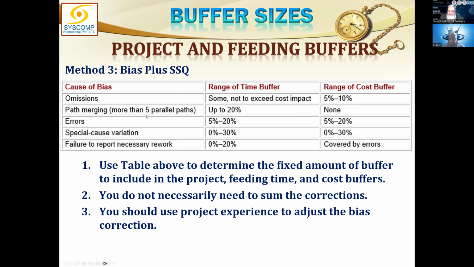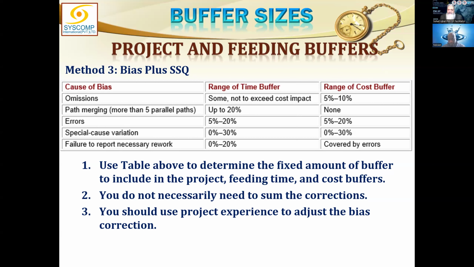Path merging, meaning the feeding path and the project buffer, feeding buffer and the project buffer, how can they merge? More than 5 parallel paths are existing. So up to 20% should be the range of time buffer. That means if 5 paths are making up the 100%, they are entering into the critical path. So these five will cater for 20% of the whole. Each one will carry the load of 20% weightage, 100 divided by 5.